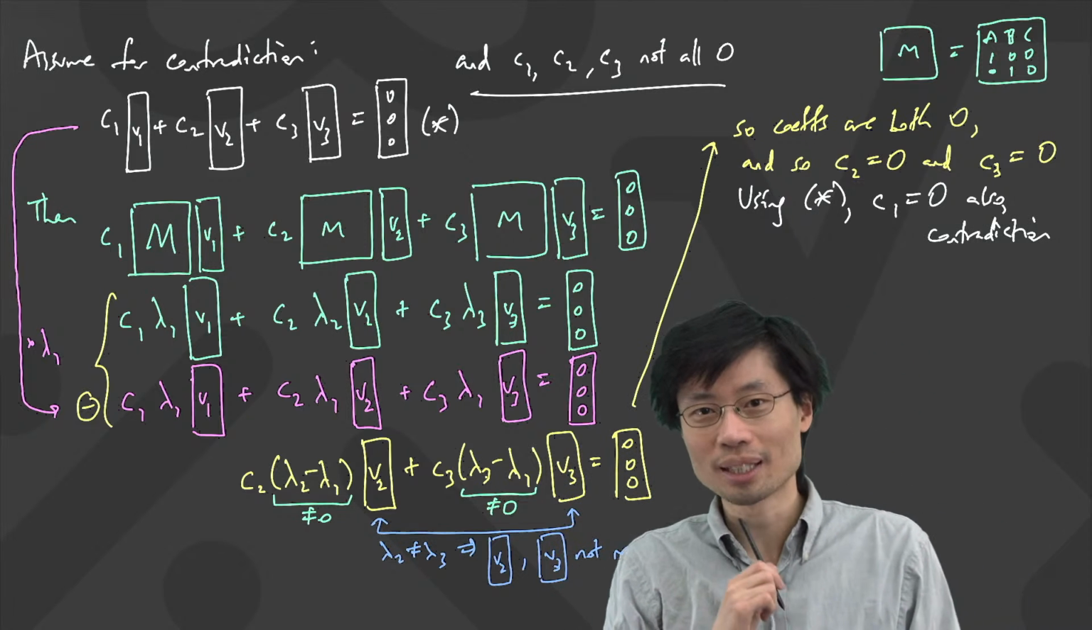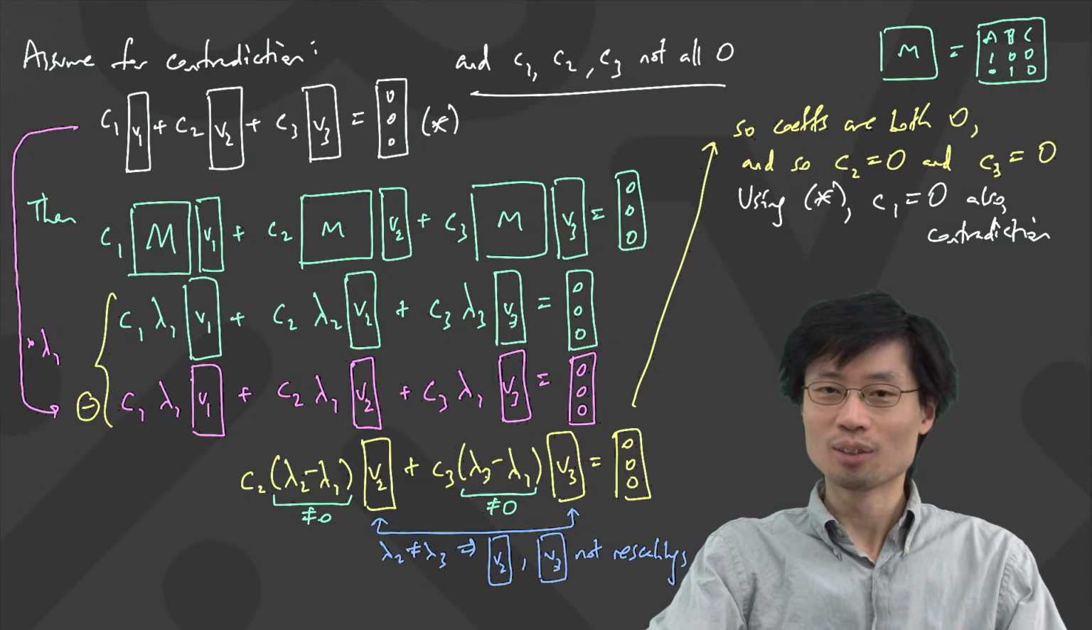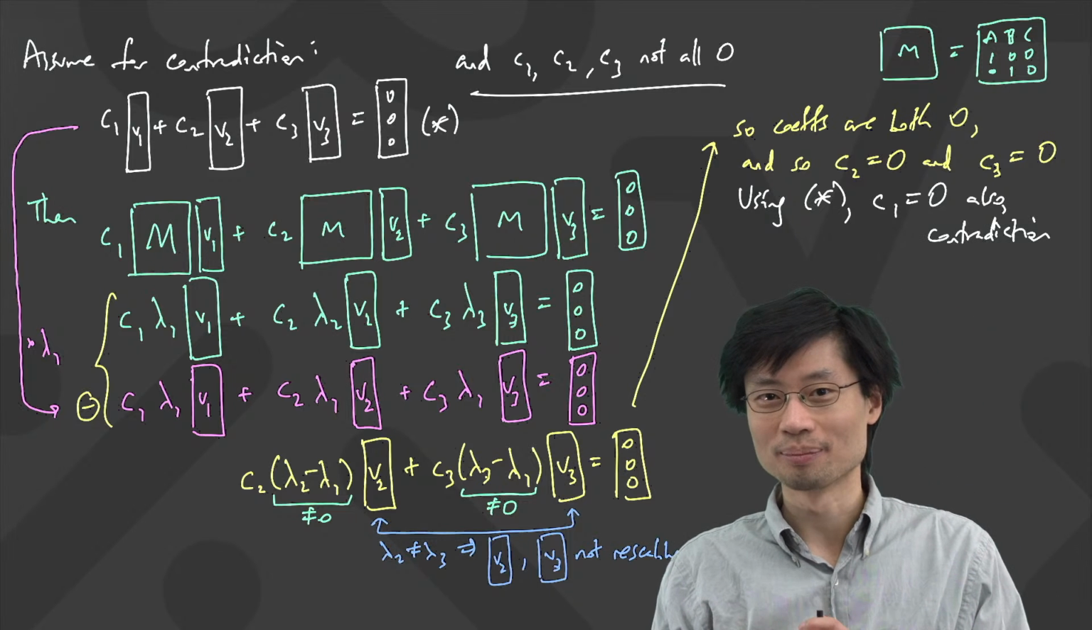And so where we'll continue next time is, now that we know we can diagonalize this matrix, what are these lambda 1, lambda 2, lambda 3? That comes from some formula, and we'll do that next time.